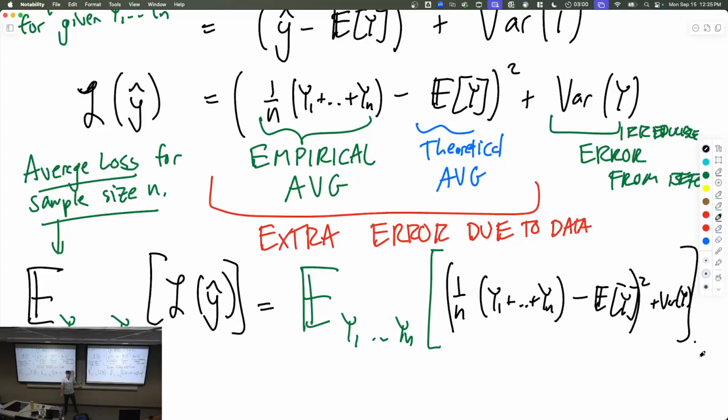There's a lot of moving parts here, a lot of stuff flying around the board. This is a great place to pause. Any questions or comments about the setup here before I launch into yet another calculation? Okay, let's launch into the calculation.